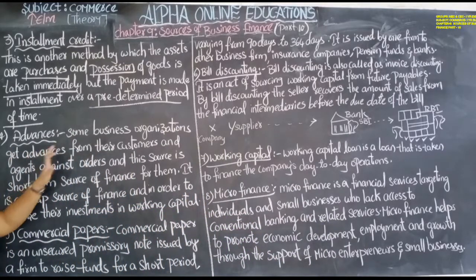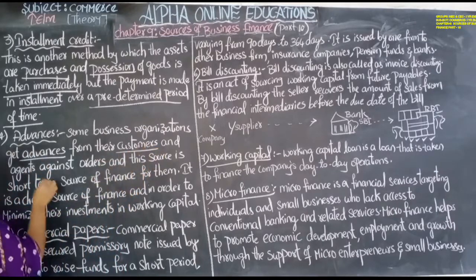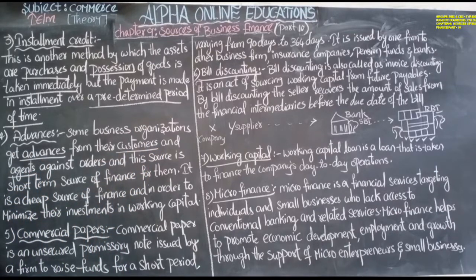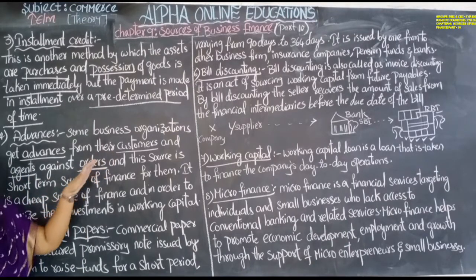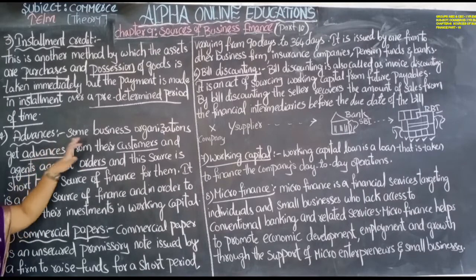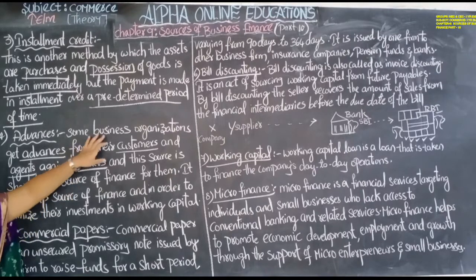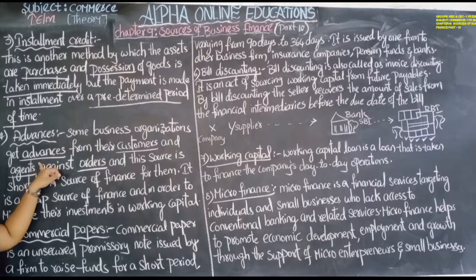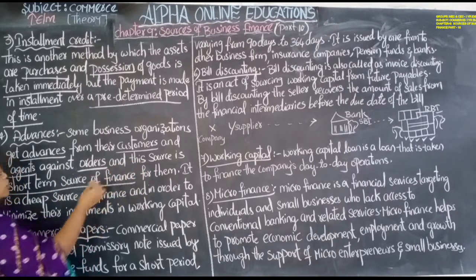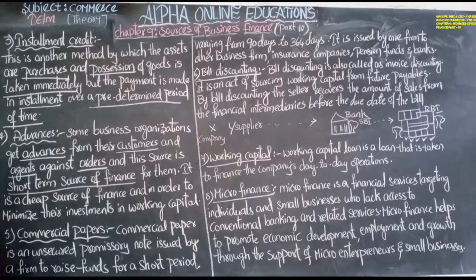Next, advances. Some business organizations get advances from their customers or agents against orders. If a customer orders certain things in advance, they have to give an advance to the business organization. If an agent gives an order to the business organization, they also have to give a certain advance. This is a short-term source of finance for the business organization.